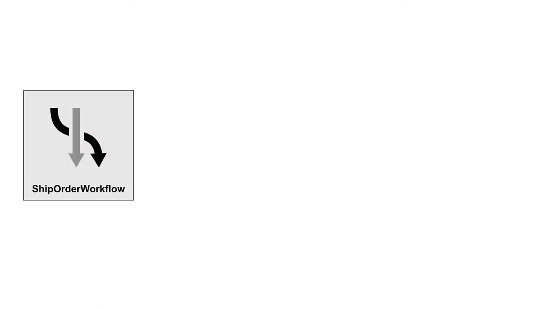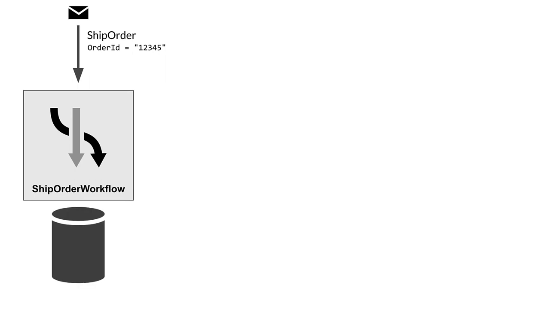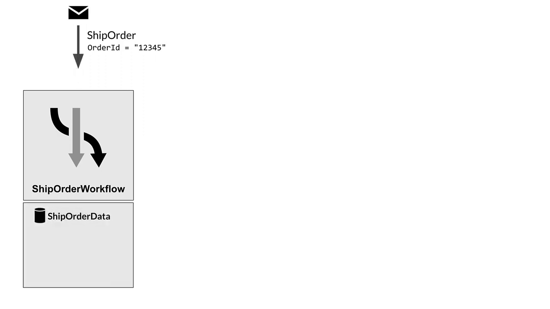The Saga follows the commander style, and because it directs a workflow, we call it the ship order workflow. It starts when it receives a ship order command. It tries to find its state in the database based on the order ID, and because it's the first step in the workflow, it finds none. So it creates a new Saga data and pre-fills the order ID. This is called the correlation ID, and is the value used to find the same data back when other messages arrive.